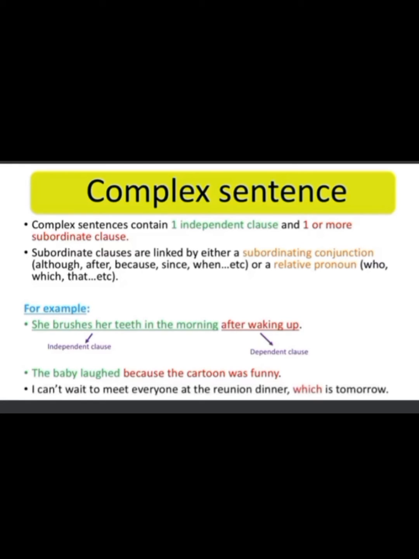I can't wait to meet everyone at the reunion dinner, which is tomorrow. The last example shows you a relative clause with a relative pronoun, which. It is important to note that we use commas when the dependent clause comes first, but if the sentence begins with the independent clause followed by the dependent, then we don't use a comma.